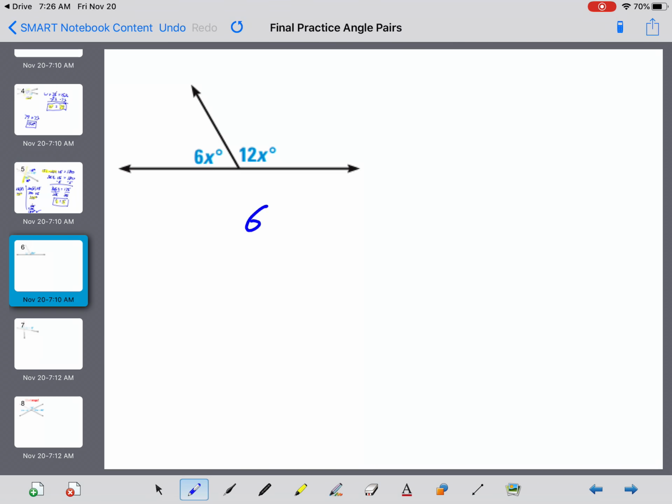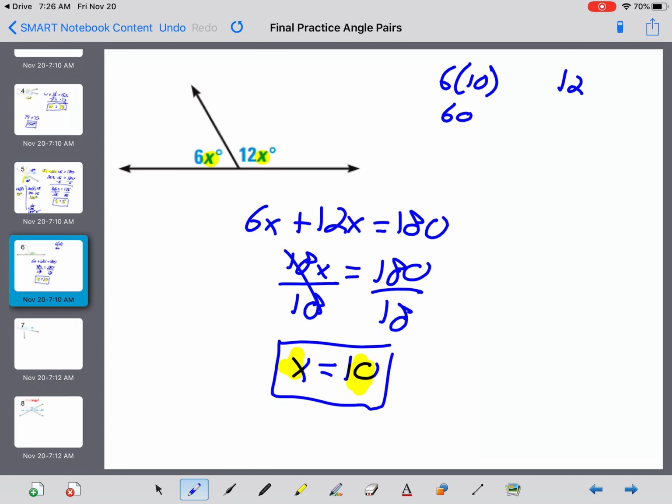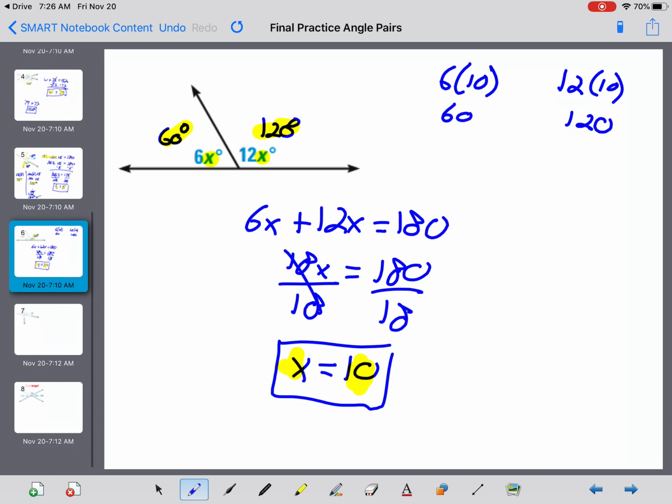Okay, we're going to continue with linears. Here we have 6x plus 12x equals 180. This is 18x equals 180 because we combine our like terms. Now all you need to do is divide by 18 on both sides. X is equal to 10. Okay, we're going to plug this 10 in for our values of x, and we get 6 times 10 equals 60, and 12 times 10 equals 120. So 60 degrees and 120 degrees, and if you add those together, 60 and 120 makes 180.